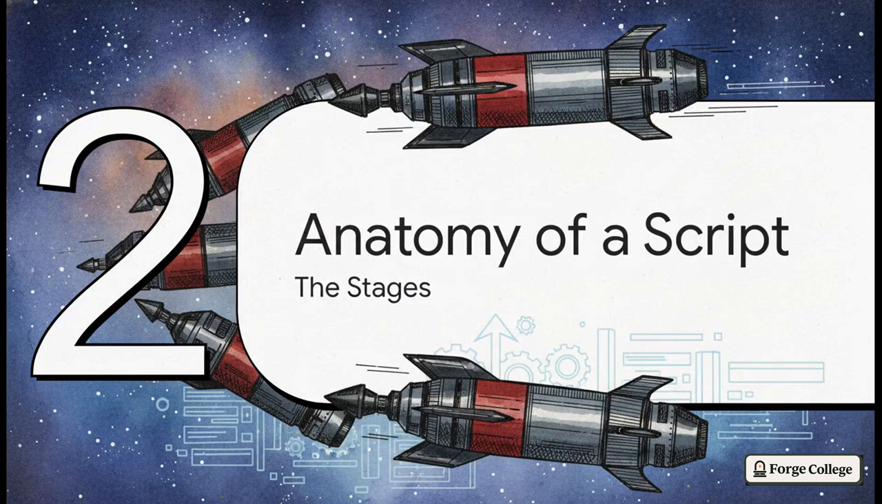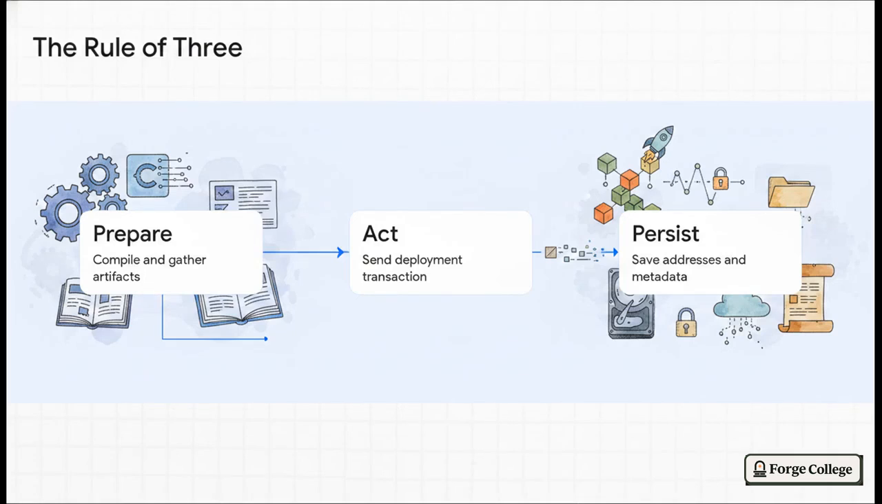Moving right along to Section 2, Anatomy of a Script. Because a deployment script is not just a wall of code, it's a meticulously structured system. Just like a rocket has distinct stages that fire in a specific order, to prevent a catastrophic failure right there on the pad, our script has distinct operational stages.